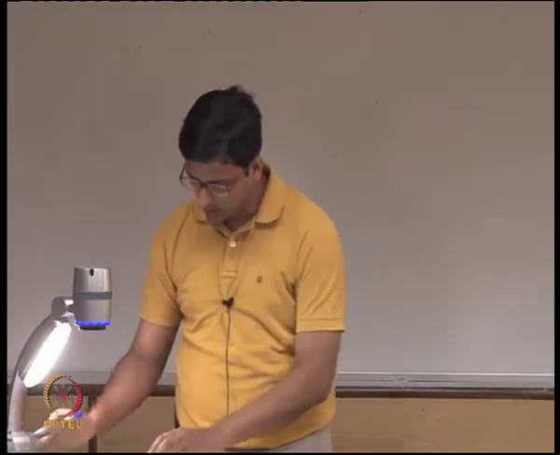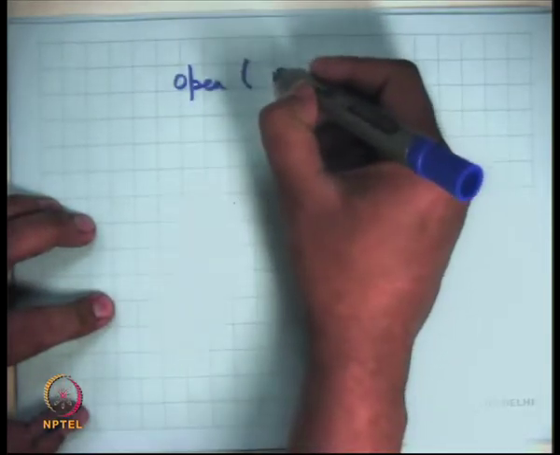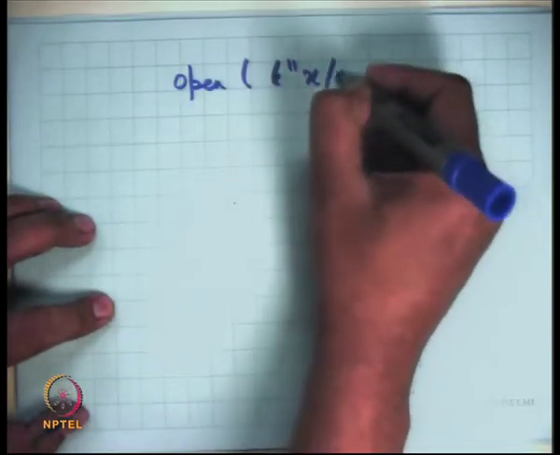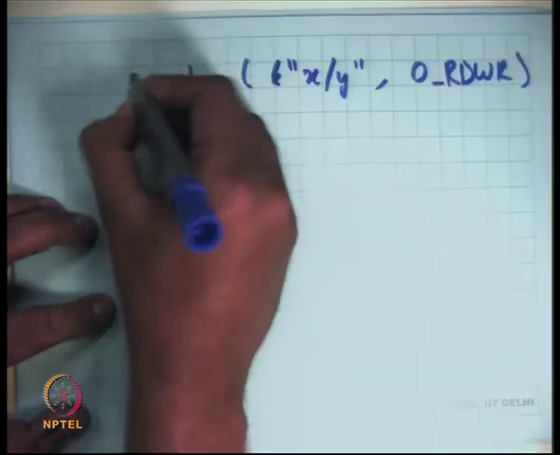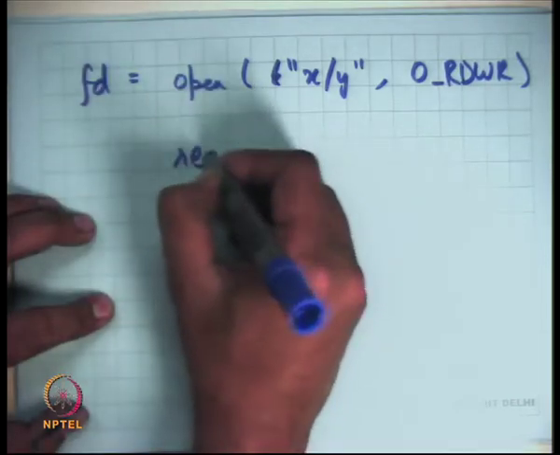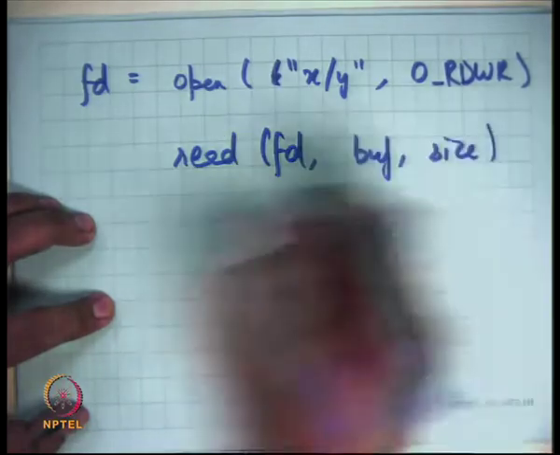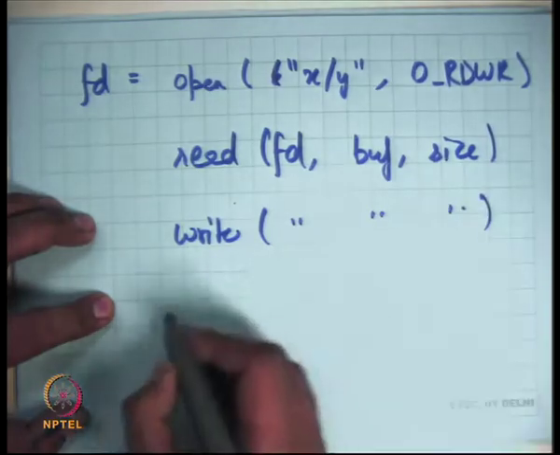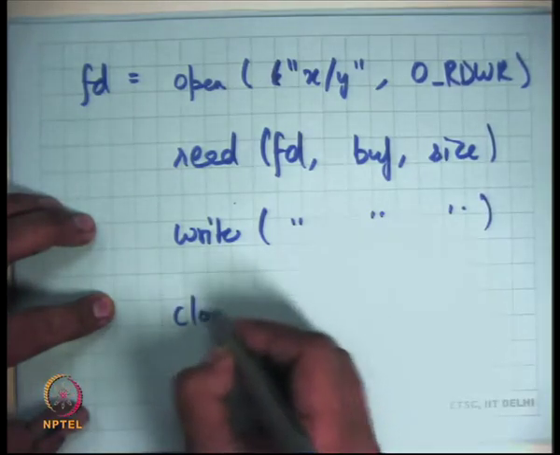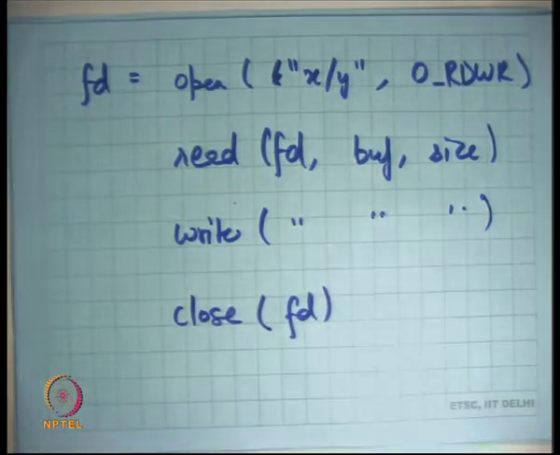So recall that we have open with some file name, which is, let's say, a string x/y, and some mode which says read or write. That gives me a file descriptor. Then you have read on a file descriptor with some buffer and some size, and you have write, same thing, and you can have close. So open, read, write, close is the interface that we are very much familiar with.